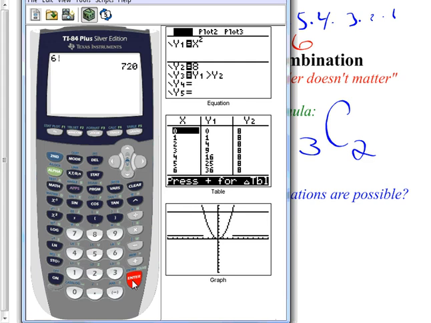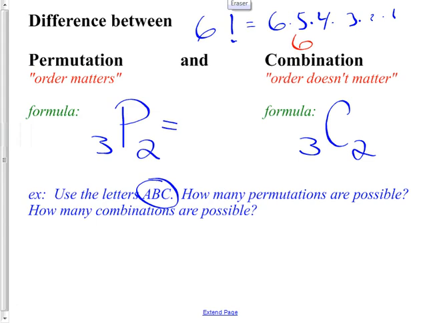Okay. Now, why do we need that? Because here's the factorial part of the formula. 3P2 would be, for instance, 3 factorial over 3 minus 2 factorial.